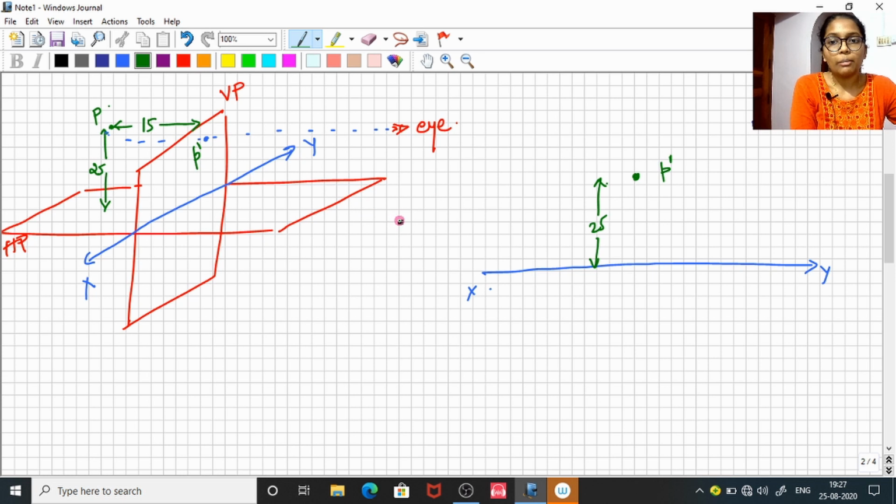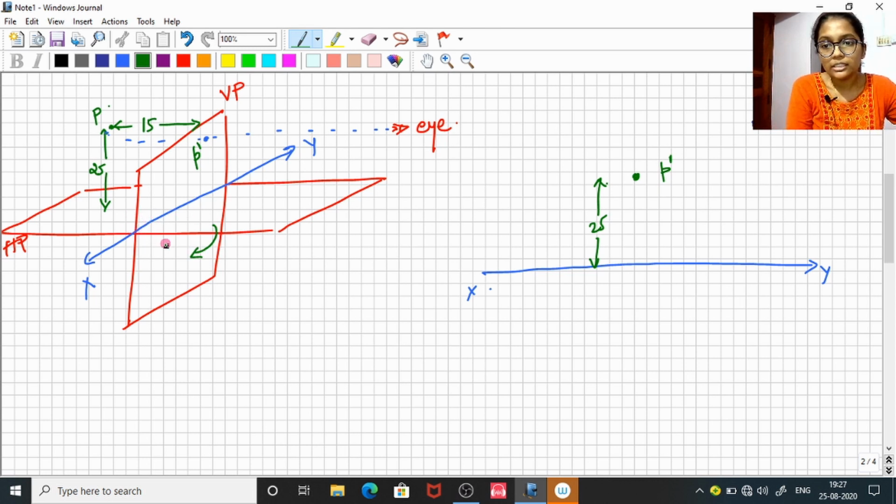Okay, now about top view. How to get the top view? You just need to rotate the HP to align with VP. So what happened? This complete HP will rotate and gets aligned with VP.